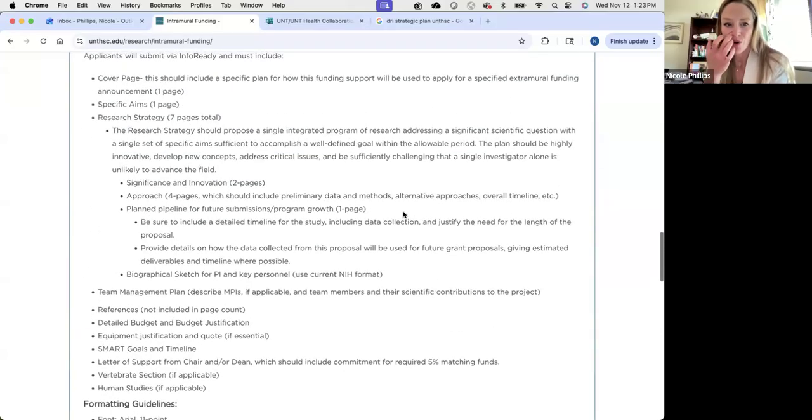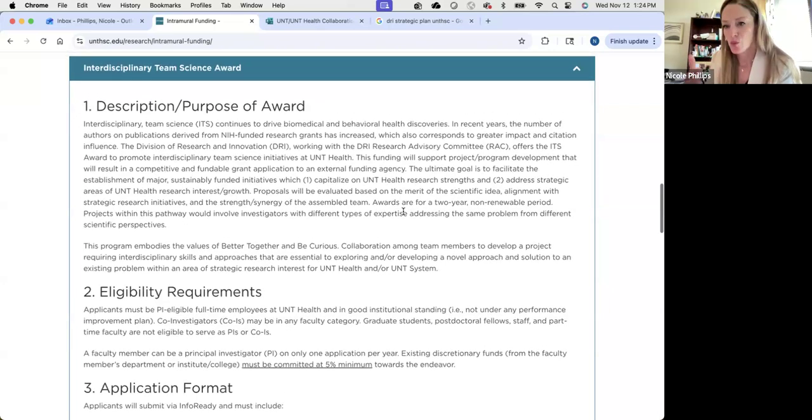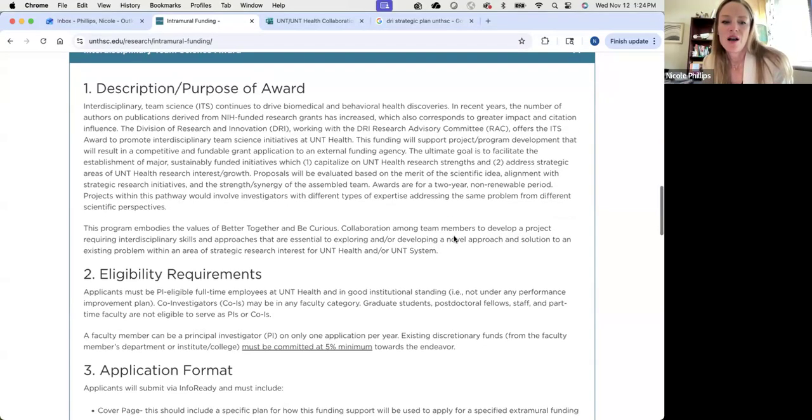All right, and finally is the Interdisciplinary Team Science Award. This is similar to the Team Science Award that's been offered in the past. So this is really to incentivize more diverse collaboration that bridges between different disciplines to hopefully tackle a research question or a biomedical question from different perspectives.